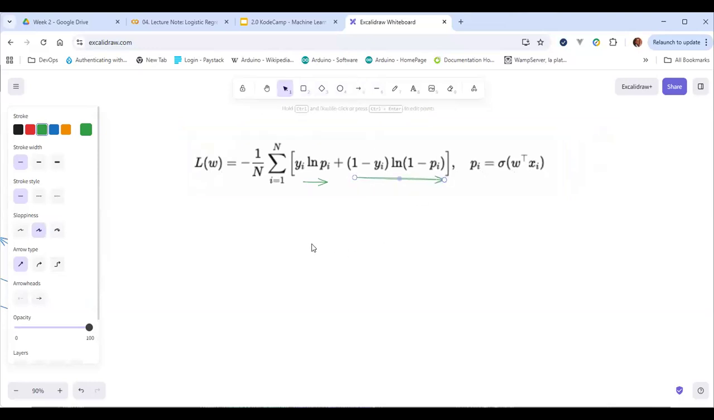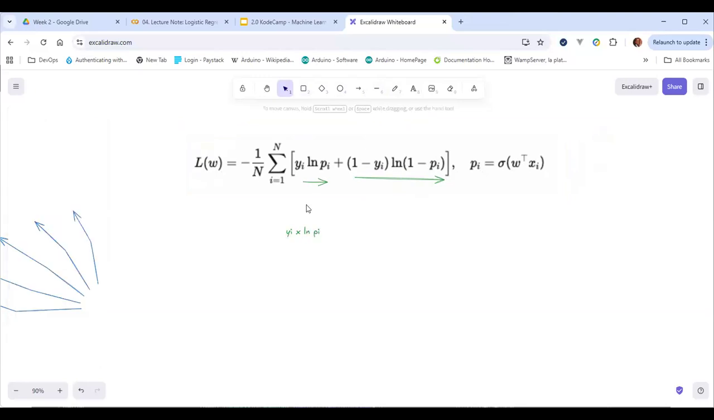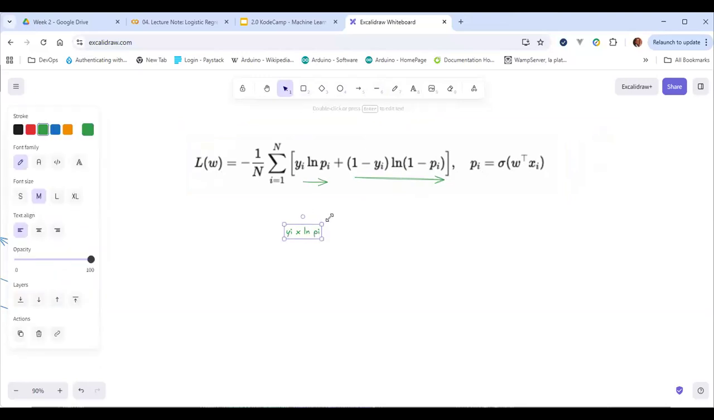Now let's look at the first section. The first section is take the value of y and multiply it by the value of ln of p. So y_i, right? Take the value of y_i and multiply it by ln of p. For those who are not very maths inclined, ln is natural logarithm, so it's just a log.